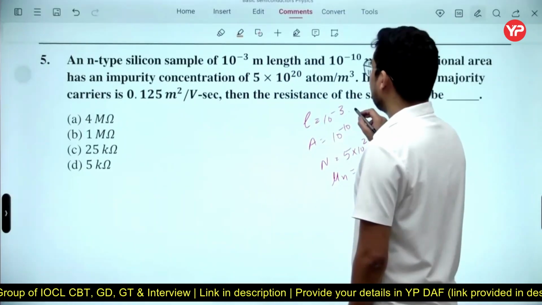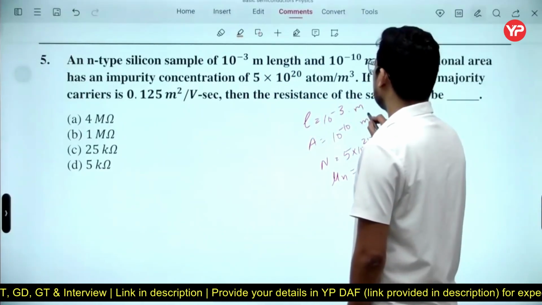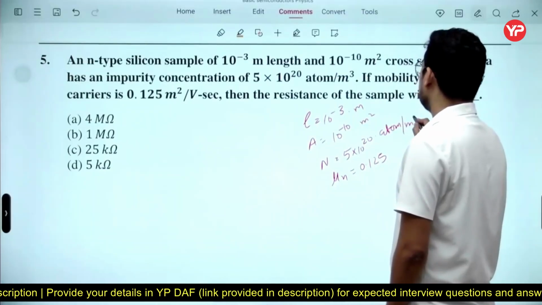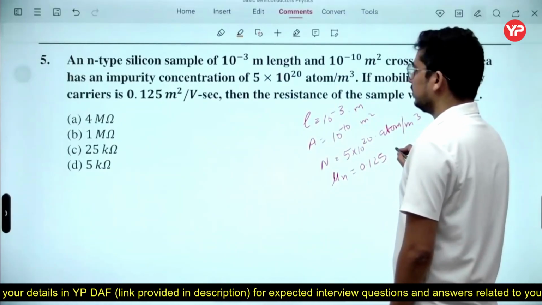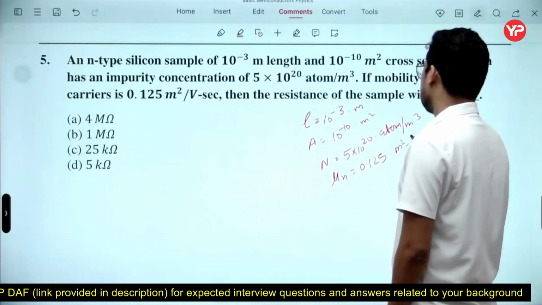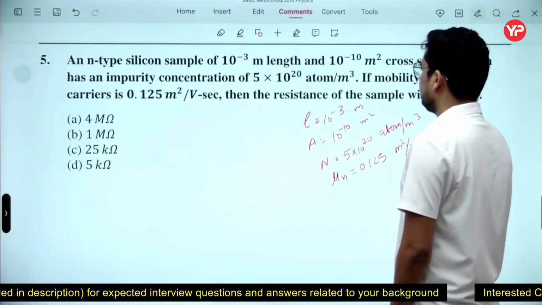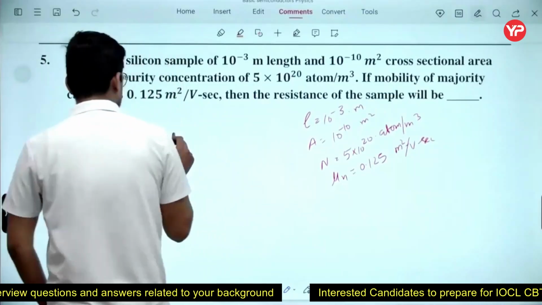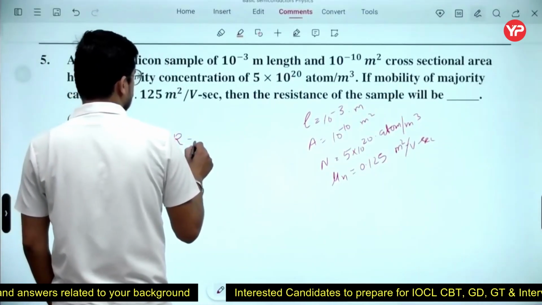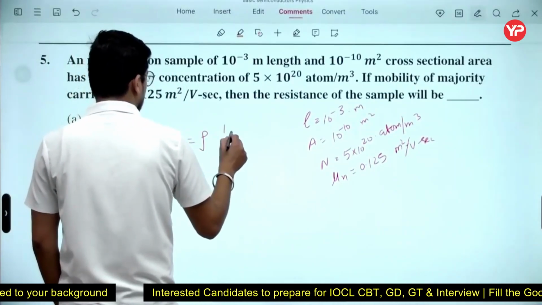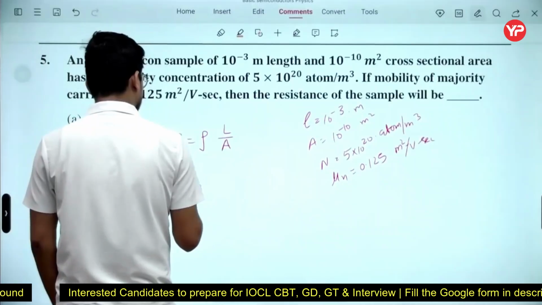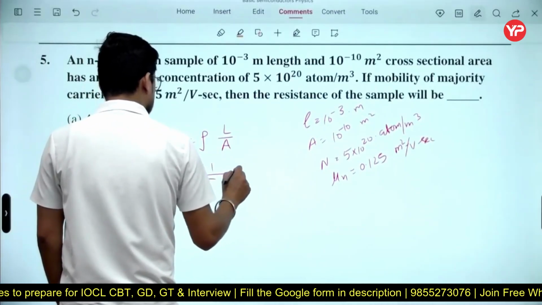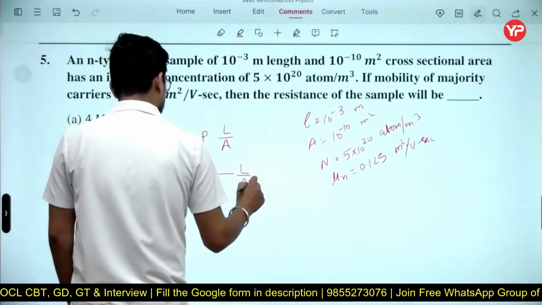But remember, everything is written here in meters. Right, this is also in atoms per meter cube. Mobility is also given to you in meter square per volt second. He is asking about the resistance. We already know the resistance R equals rho L by A, and rho can be written as 1 over sigma, so R equals 1 over sigma times L by A.